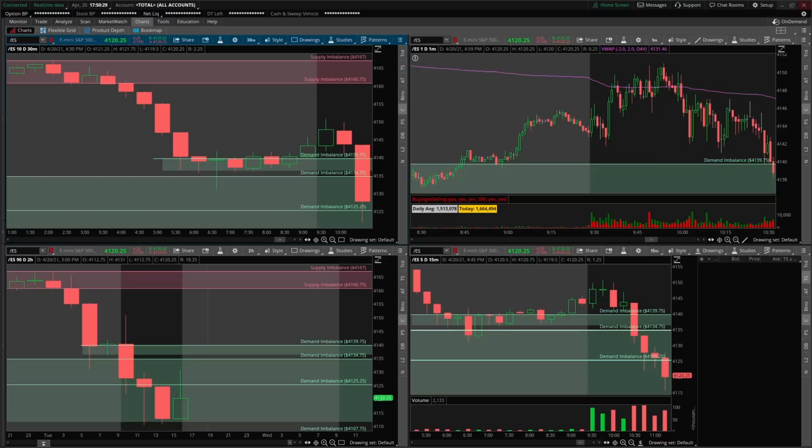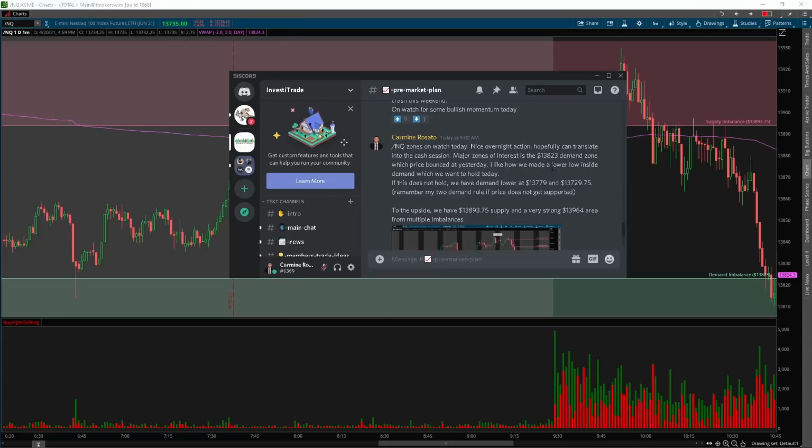And now let's get right into the breakdown. To get more context of this setup, let's go over the pre-market plan on the Nasdaq future. Now, whether you trade the future itself or you could trade QQQ options based off of this chart. I like charting the future because it's very liquid and it works very well with supply and demand imbalances. So I post these every single day in my Discord room.